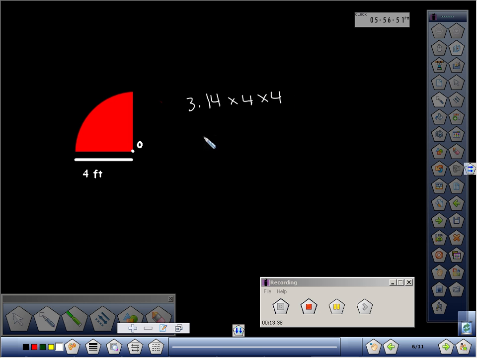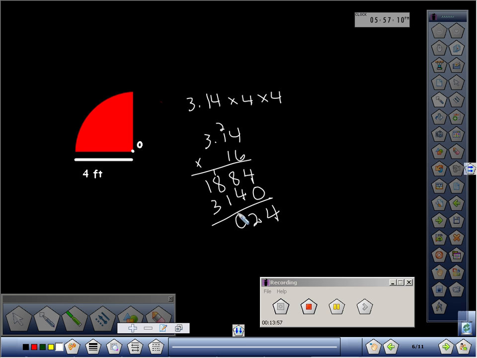4 times 4 is 16. 3.14 times 16. 6 times 4 is 24. Carry the 2. 6, 7, 8. 6 times 3 is 18. Put our 0. 1 times 4, 1 times 1, 1 times 3. 4. 2. Carry the 1. 8, 9, 10. 0. Carry the 1. 3, 4, 5. And then 1, 2. Okay? So the whole circle would have an area of 50.24.